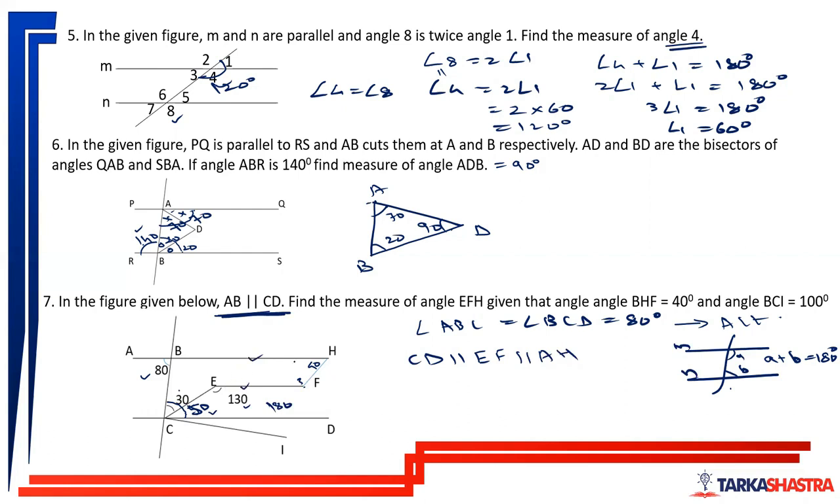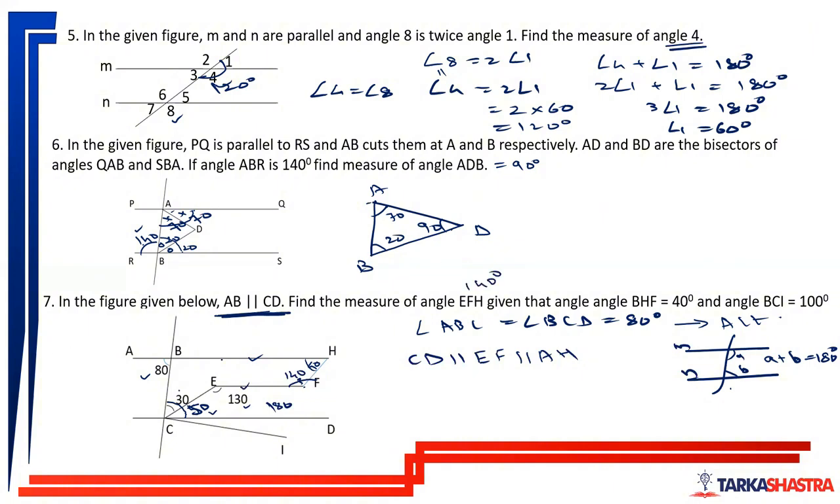Now, when these two lines are parallel, these two are interior angles. Now that these two are interior angles, this is 40 degrees. This has to be 140 degrees. 40 and 140, which makes angle HFE 140 degrees. And this is EFH, what they were asking, 140 degrees.